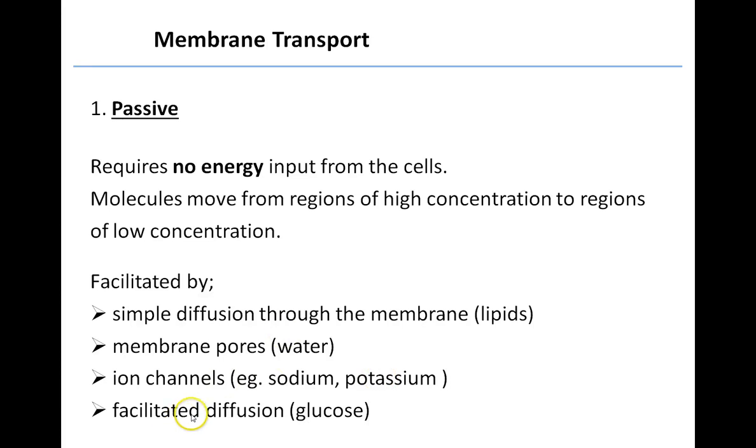Facilitated diffusion, this is where the process of diffusion occurs with a bit of assistance from the cell, but it doesn't involve investment of energy. There might be just like a specialized protein to help the material come across, but there's no energy investment. The key thing about membrane transport, which is passive, it does not cost the cell anything in terms of energy.